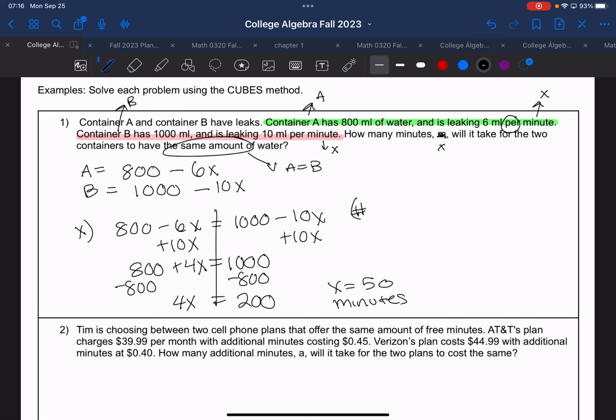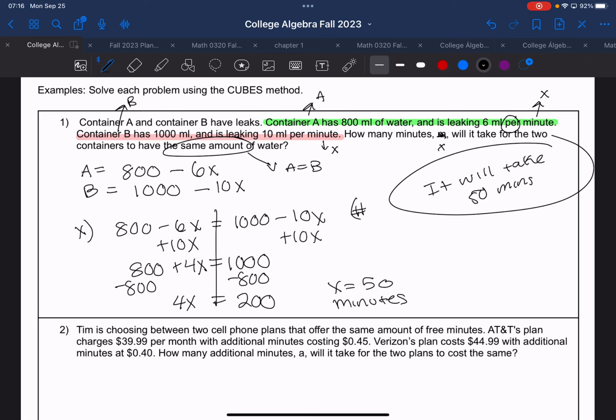Okay, so here I have my equations written down. I have my work written down. But since I am dealing with an application, my answer has to be in the form of a sentence. So it was asking us how many minutes will it take for the 2 containers to be the same amount of water? So what would be my sentence? Correct, and I would just accept it will take 50 minutes. That first sentence is better because you're putting more information in it.